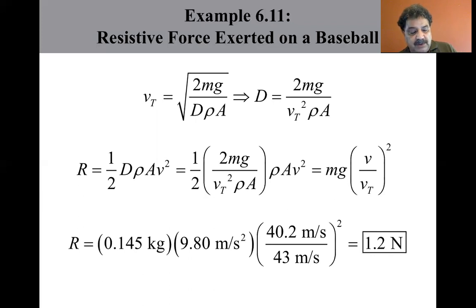1.2 newtons. So the magnitude of the resistive force is similar in magnitude to the weight of the baseball, which is about 1.4 newtons. Therefore, air resistance plays a major role in the motion of the ball, as evidenced by the variety of curveballs, floaters, sinkers, and the like thrown by baseball pitchers.